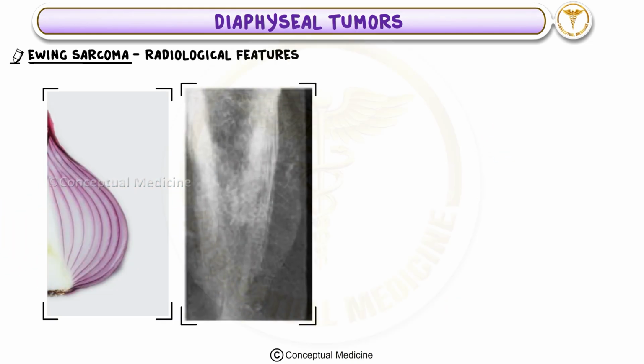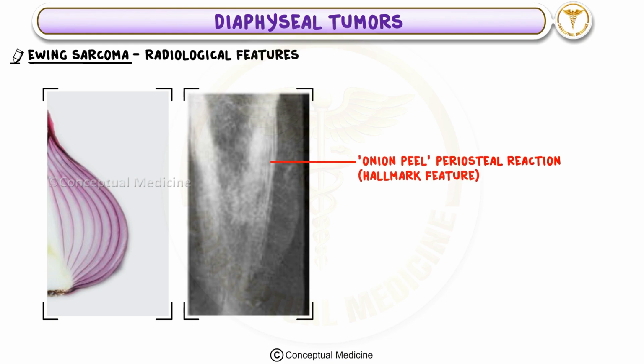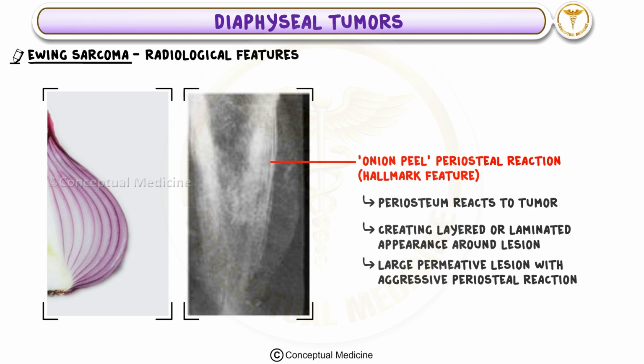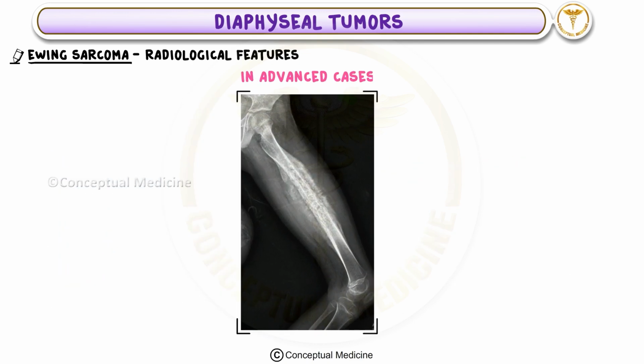Radiological features. One hallmark feature is the onion peel periosteal reaction, where the periosteum reacts to the tumor, creating a layered or laminated appearance around the lesion. In addition, the tumor is often seen as a large permeative lesion with an aggressive periosteal reaction. In advanced cases, you may observe a sunburst appearance or Codman's triangle, both indicative of rapidly growing, aggressive bone tumors.